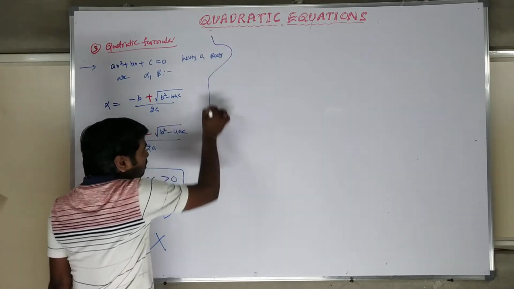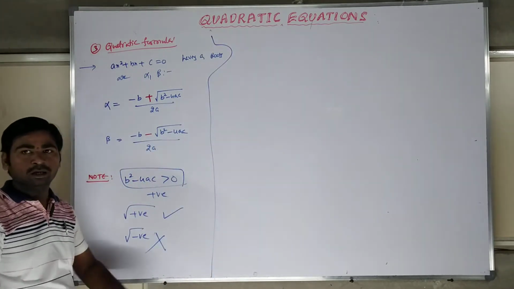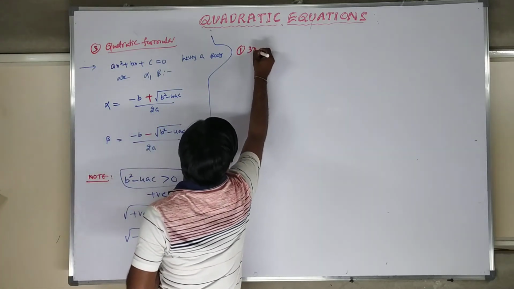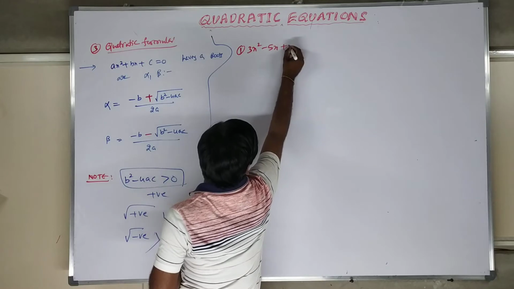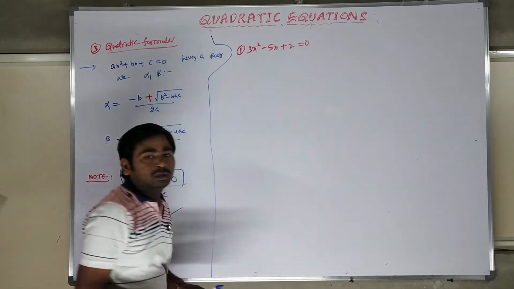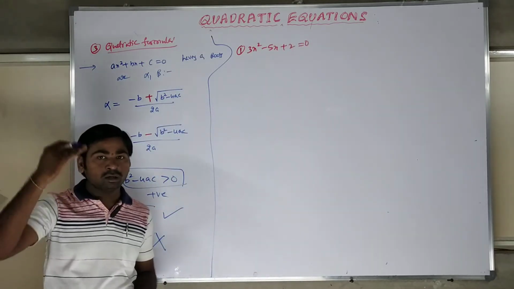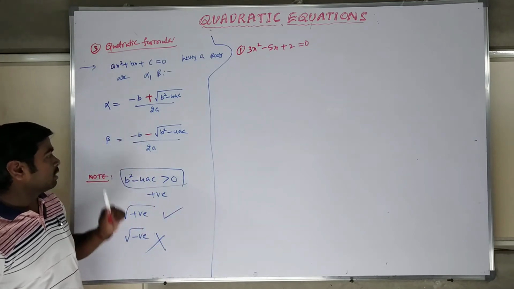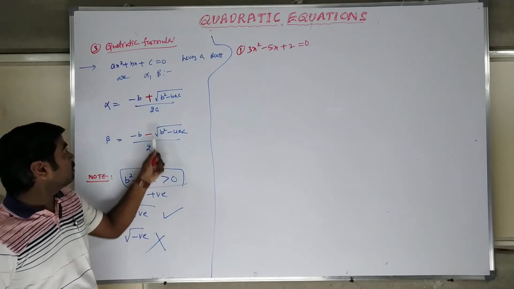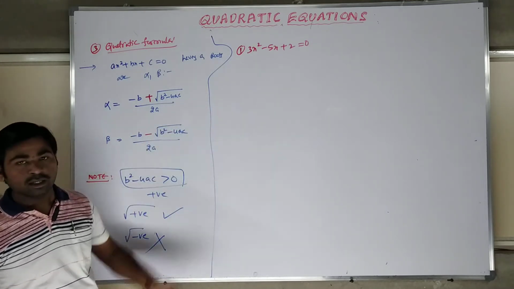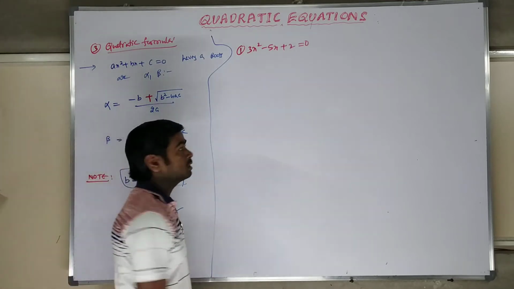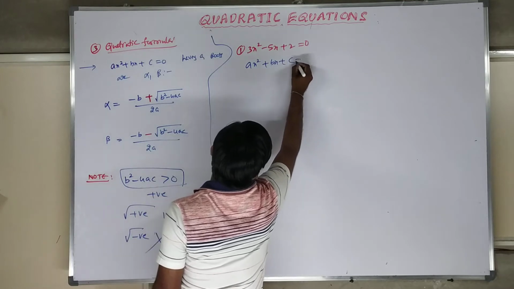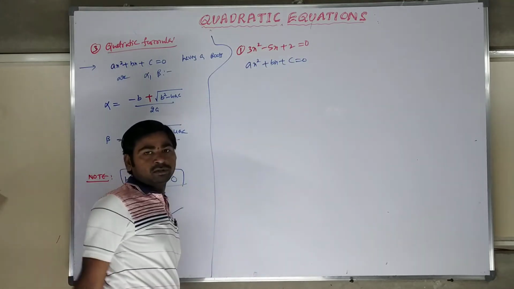This is the easiest method in the examination. Let us take a sample problem to understand it very clearly. The first problem: 3x square minus 5x plus 2 is equal to 0. The moment they give a question, your duty is first to write this formula. In the formula, what are the a, b, c values? Compare the given question with the general equation: ax square plus bx plus c is equal to 0.